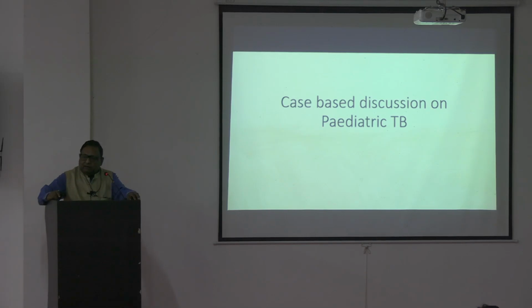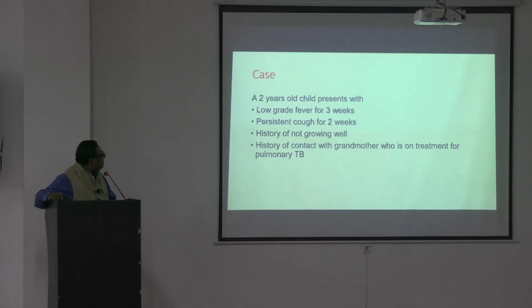Still we believe in confirmed diagnosis, probable diagnosis, suspected TB. Now we'll go into this a little bit. Next slide. Suppose a case has come: a 2-year-old child with low grade fever for 3 weeks, cough for 2 weeks, history of not gaining weight, and history of contact with the grandmother who is on treatment for pulmonary TB.